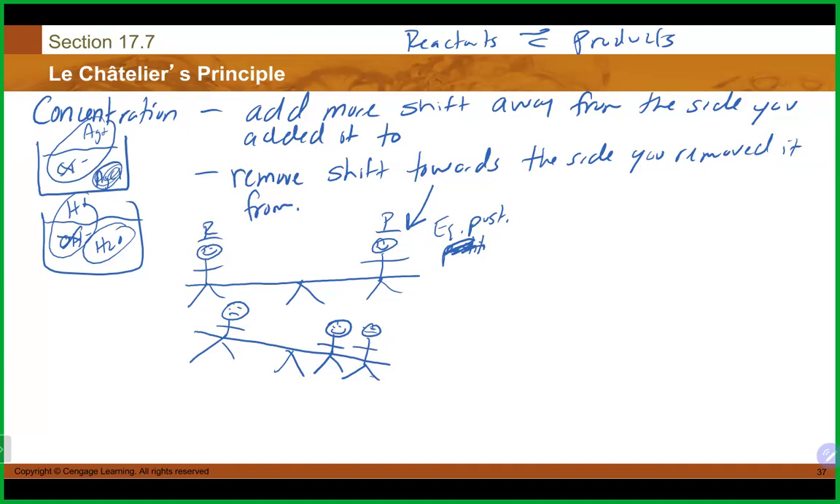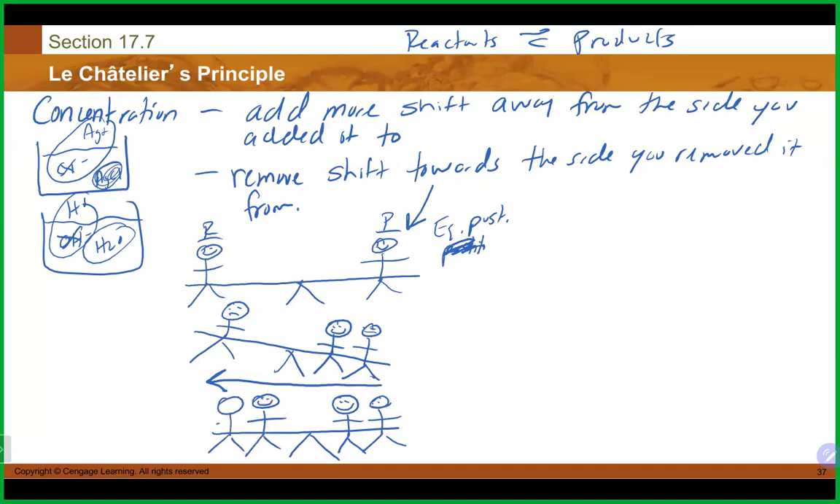So we add it over here to the right. It will shift away from where we added it. And now it will be able to come back to equilibrium at this point. And everybody will perhaps be happy, maybe. And we're now back to equilibrium position. So again, in this case, added more products, shifts away.